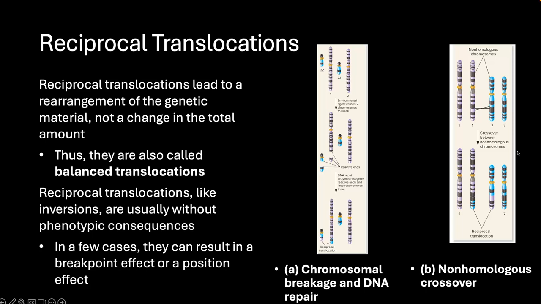Often, these reciprocal or balanced translocations are simply rearranging DNA and thus don't have a phenotypic effect on the individual that has them. However, the same issues can arise as we saw in inversions. The break point is at a critical spot on the chromosomes.